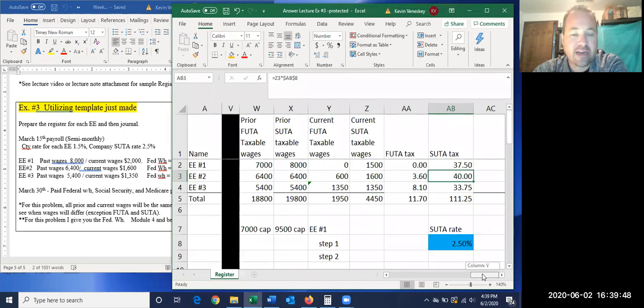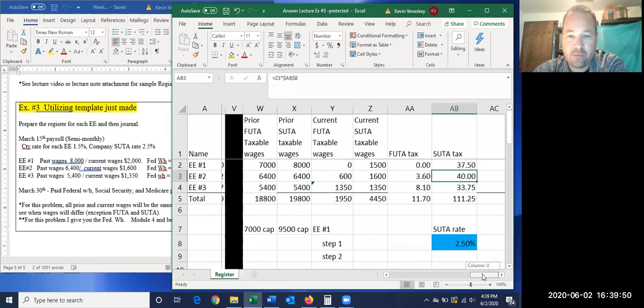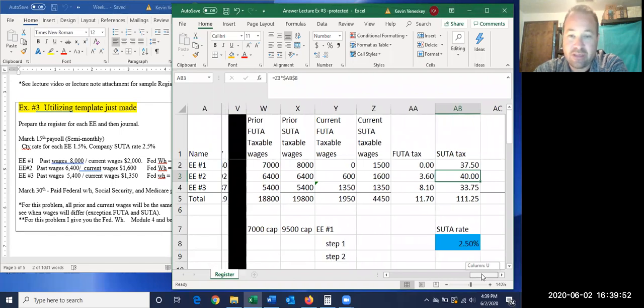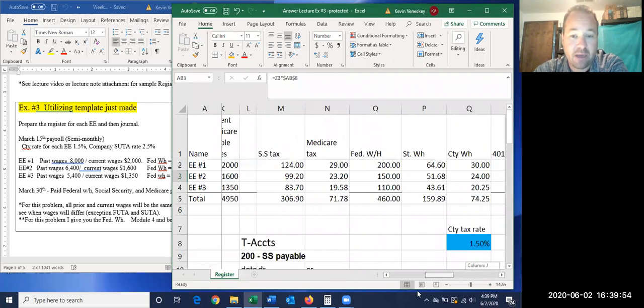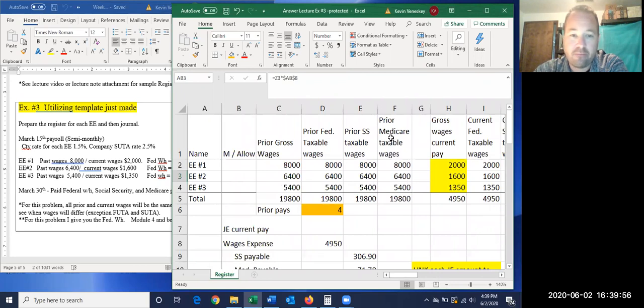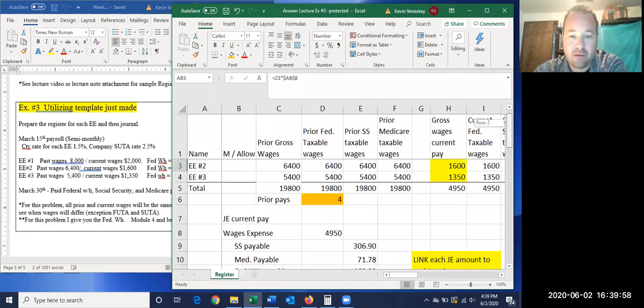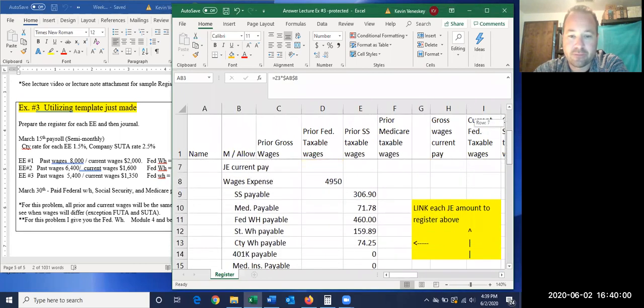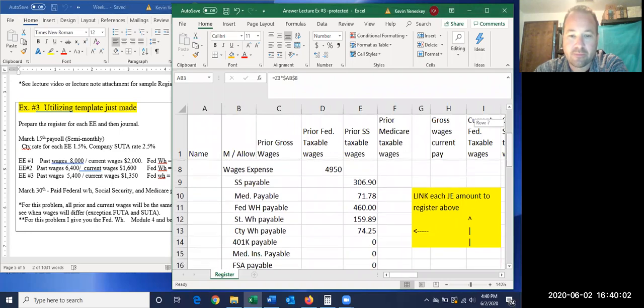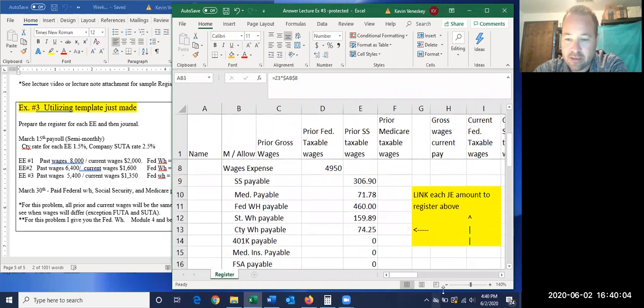Now we've got the entire register done. We're ready to go ahead and move over to the journal entries. These journal entries should have been self-populated by the program through your formulas. So this is what mine looks like.